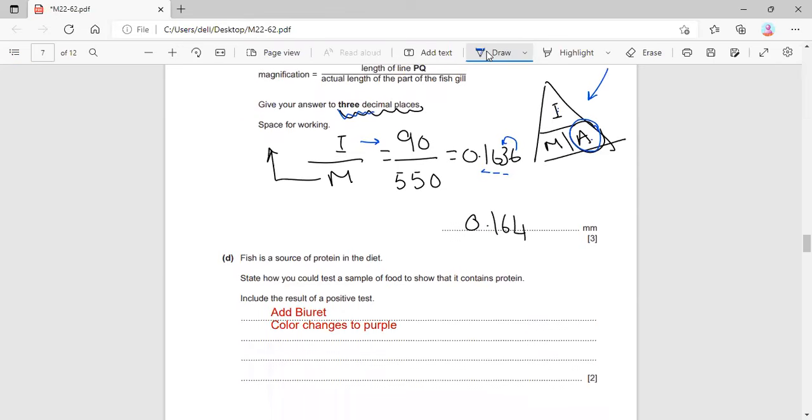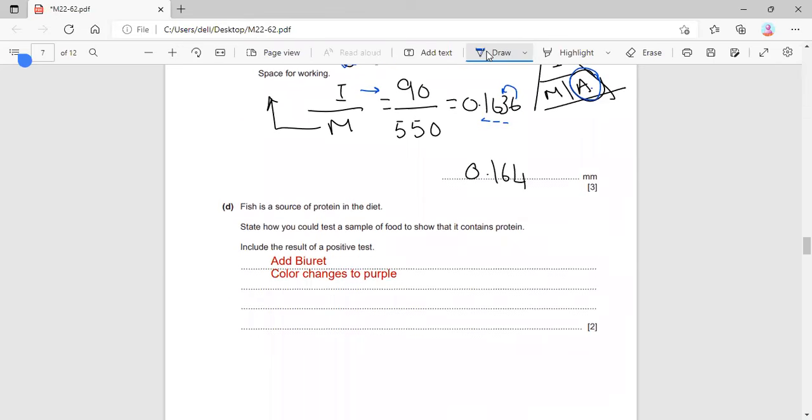The last question, not the last question. Fish is a source of protein in the diet. How could you test to show if it contains protein? This is the normal food test. Please study the food tests, very important. Add biuret reagent, the color changes to purple.